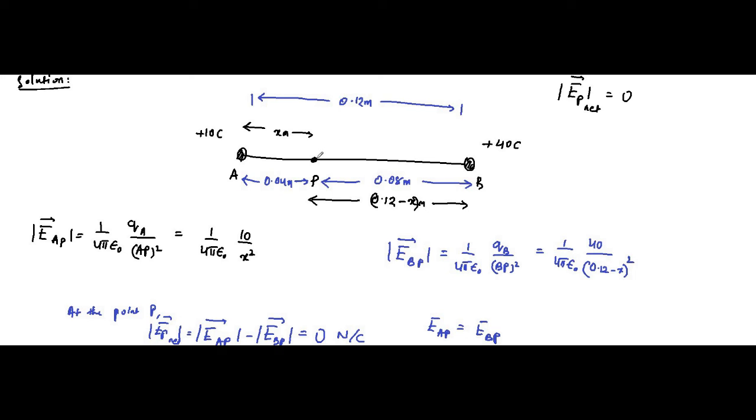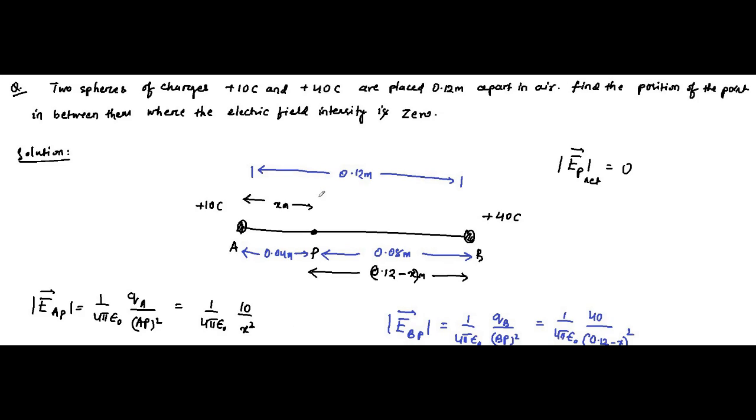Okay, so you can express it as the point P is situated 0.04 meter away from the point A, or 0.08 meter away from point B, towards the left hand side, and this is towards the right hand side. Okay, this is the solution. Basic application of electric field formula.